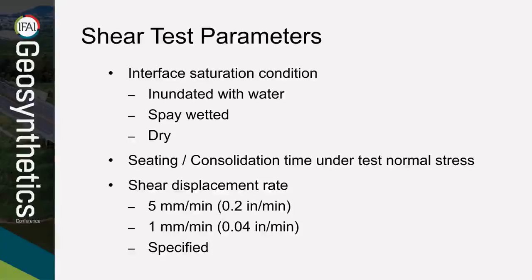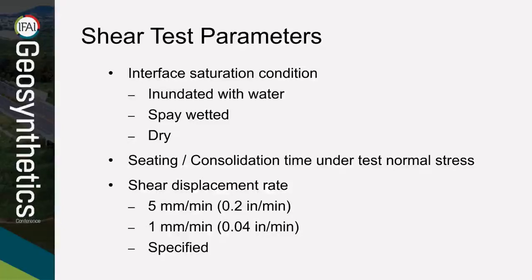The second parameter is the seating, also referred to as consolidation time, for shear tests with soil or hydrated GCLs. This is the duration of time that the test normal load is applied to the interface prior to shearing. The last parameter is the shear displacement rate. The rate of applied shear force should be slow enough to dissipate any excess pore pressures during shearing that may decrease the measured shear resistance.